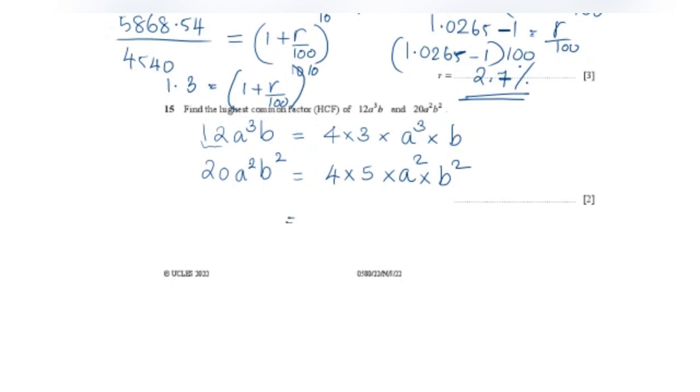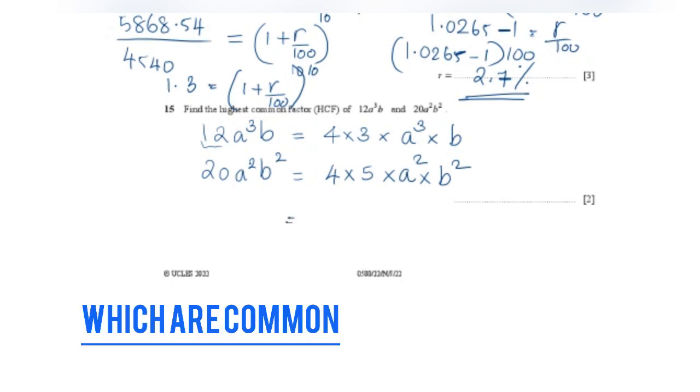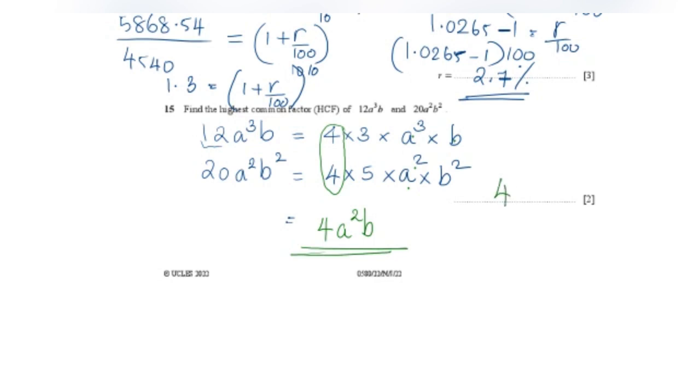Now let us see what the factors here are. 4 is a common factor. Here a square can be taken out as a factor. So 4a square is the highest factor in this, and then b is the highest common factor here. So the answer comes as 4a²b.